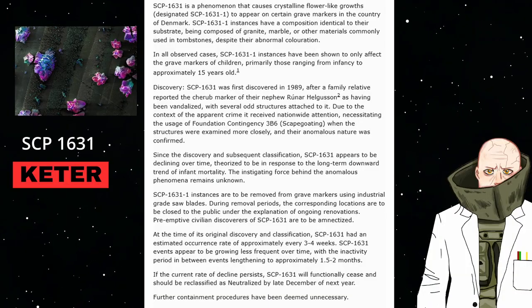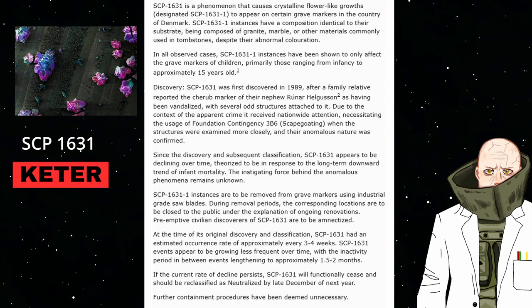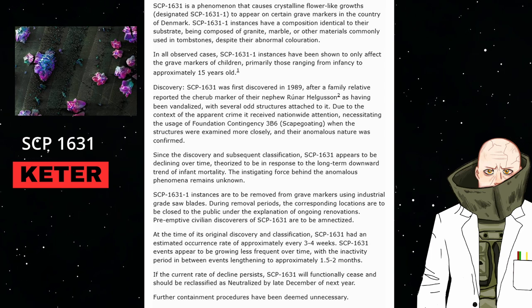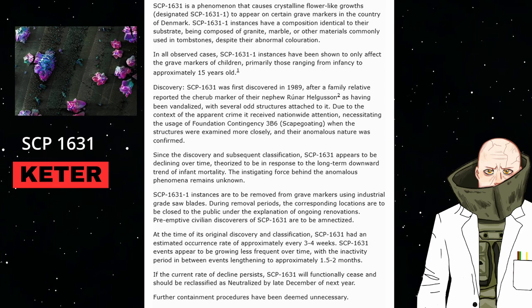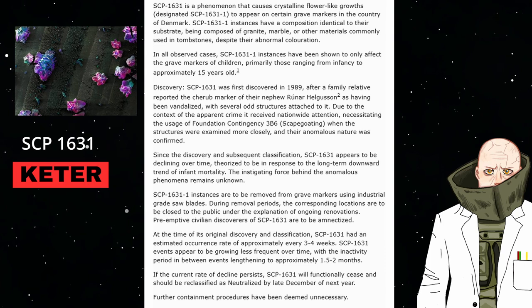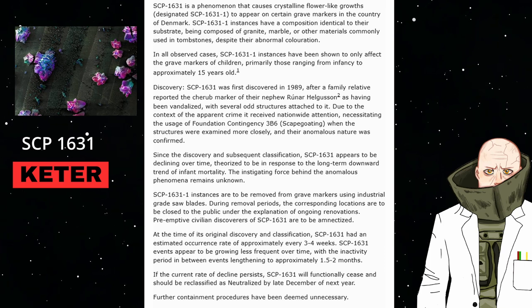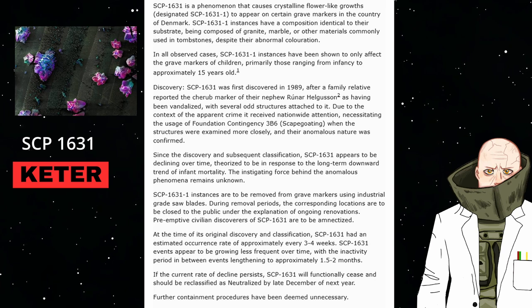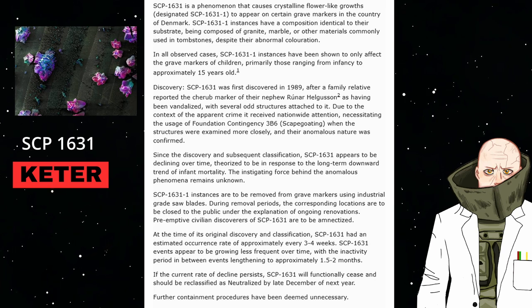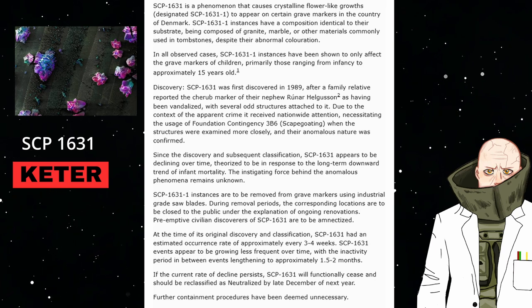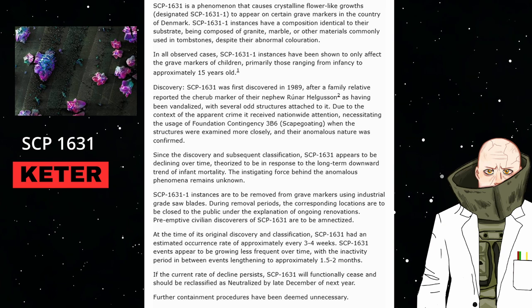SCP-1631 is a phenomenon that causes crystalline flower-like growths, designated SCP-16311, to appear on certain grave markers in the country of Denmark. SCP-16311 instances have a composition identical to their substrate, being composed of granite, marble, or other materials commonly used in tombstones, despite their abnormal coloration.